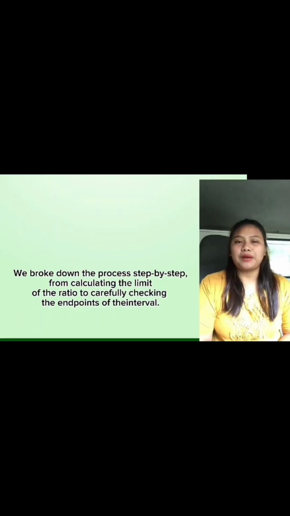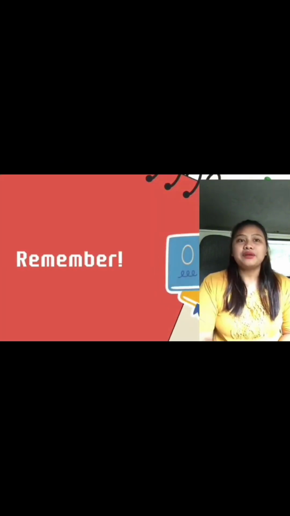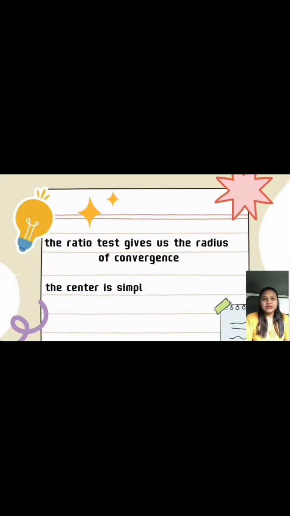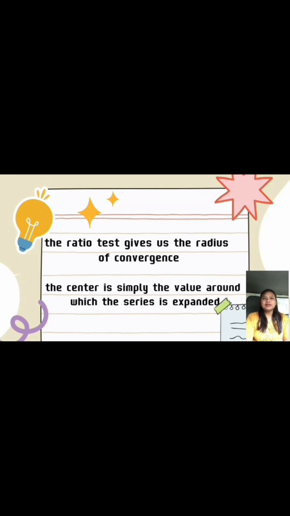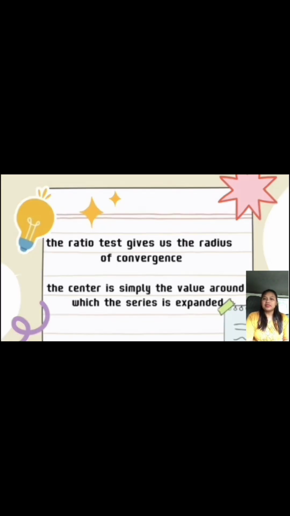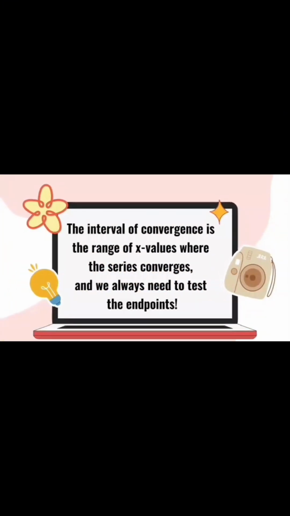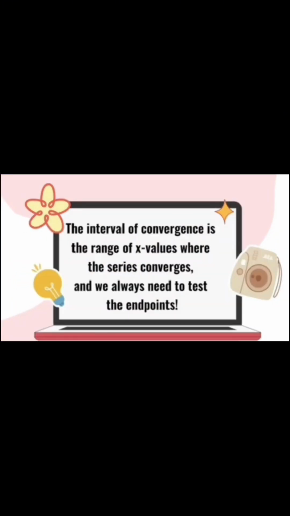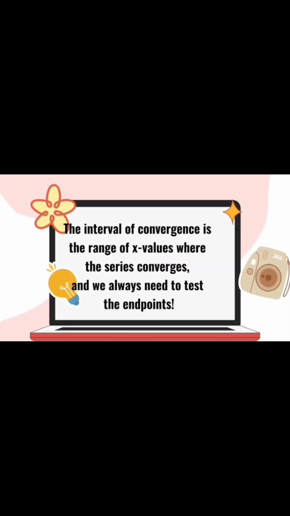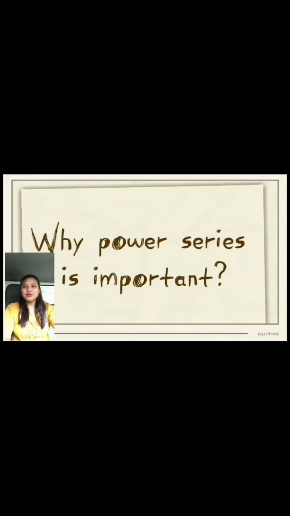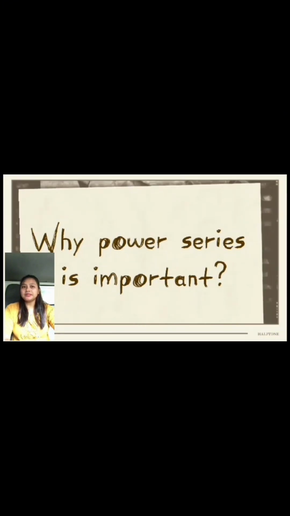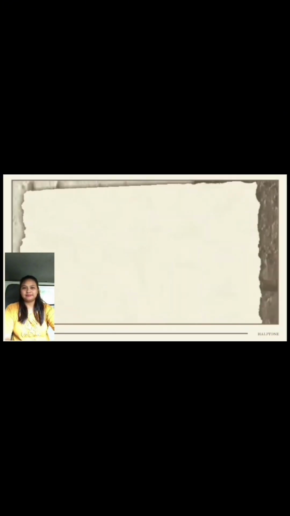We broke down the process step by step, from calculating the limit of the ratio to carefully checking the endpoints of the interval. Remember, the ratio test gives us the radius of convergence, and the center is simply the value around which the series is expanded. The interval of convergence is the range of x values where the series converges, and we always need to test the endpoints. So let me answer the question: why is power series convergence important?